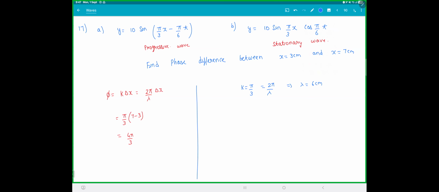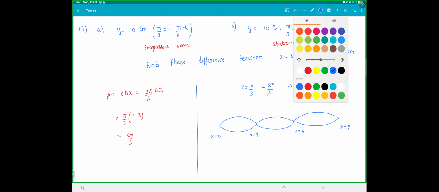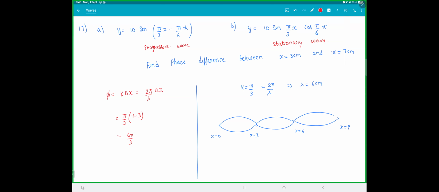Lambda is 6 centimeters. That means the loops which you get, x is equal to 0, x is equal to 3, x is equal to 6, this is x is equal to 9. x is equal to 3 is actually a node. That would be a problem, because for a node, phase is not defined. It's not moving. So let me just change this. x is equal to 2 and x is equal to 7 centimeters.